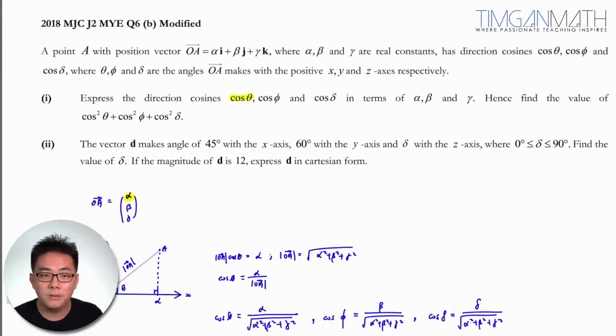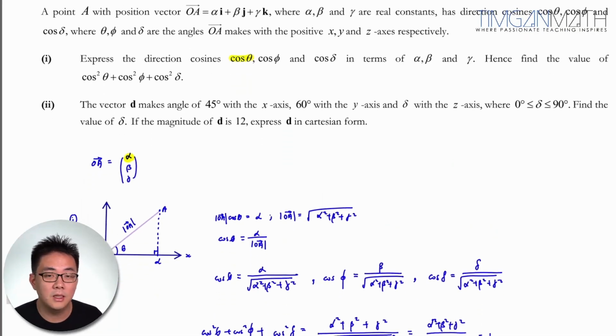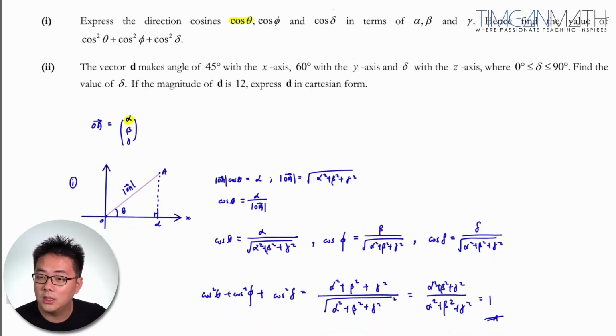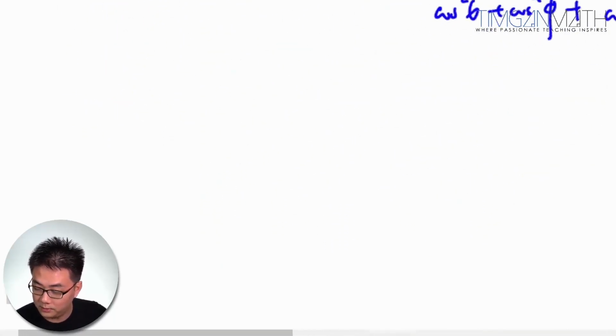Let's look at part 2. The vector d makes an angle of 45 degrees with the x-axis, 60 degrees with the y-axis, and sigma with the z-axis. You are asked to find the value of sigma if the magnitude of d is 12, and express d in Cartesian form. Sigma is between 0 and 90 degrees, so it is in the first quadrant.